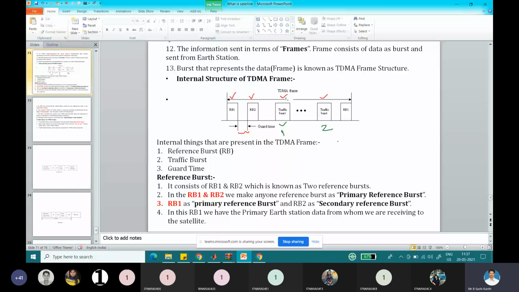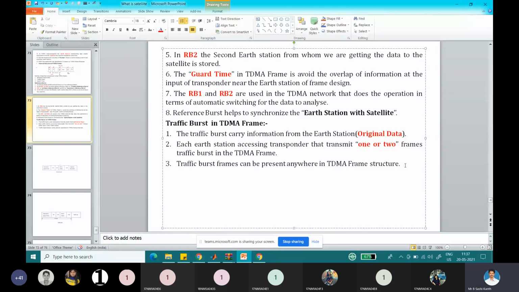It doesn't mean that you should have only one traffic burst. You can have n number of traffic bursts in the TDMA frame, but it doesn't mean that all the traffic burst frames should be present one after another. It is not like that. You can have the traffic burst frames somewhere else, anywhere in the frame. Like that, the TDMA frame structure is designed.